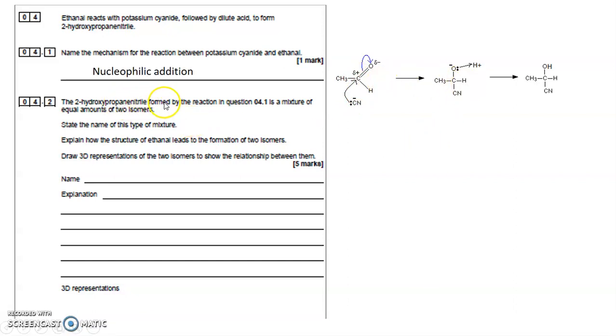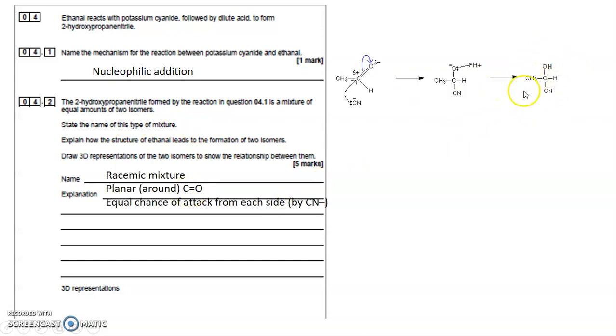The 2-hydroxypropane nitrile formed in the reaction is a mixture of equal amounts of two isomers. Yes, it's got a chiral carbon. It's got 4 different groups attached to that central carbon there. It's got a chiral or an asymmetric carbon atom. So these are going to have mirror images, enantiomers, which rotate plane polarized light in opposite directions. It's a mixture of equal amounts, and if the two enantiomers are in equal amounts, that's called a racemic mixture.